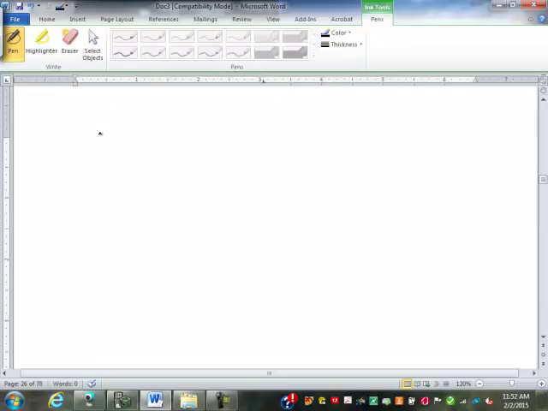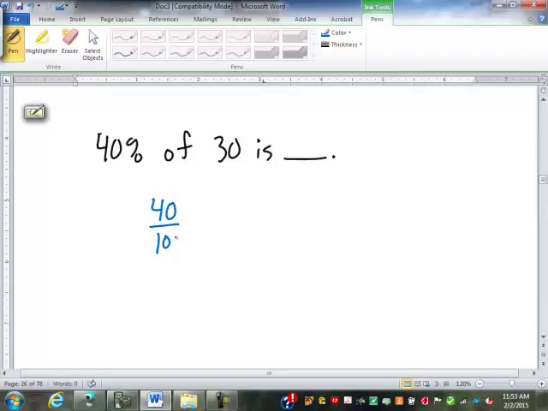We might have 40% of 30 is blank. This one is set up very different, but it is the exact same question. The calculation is pretty much identical. Again, I like to start with the percent. 40% is 40 out of 100. Now, because of the way this is set up and the way it's worded, the second part is a little trickier, figuring out what matches up with the 40 and what matches up with the 100.